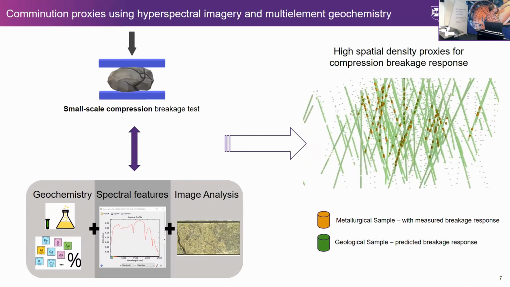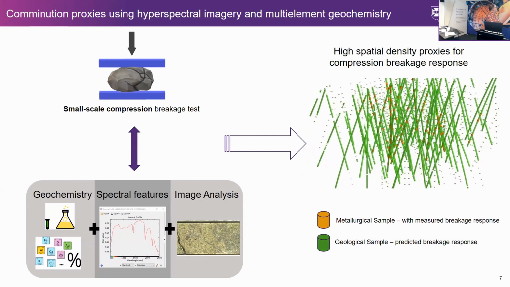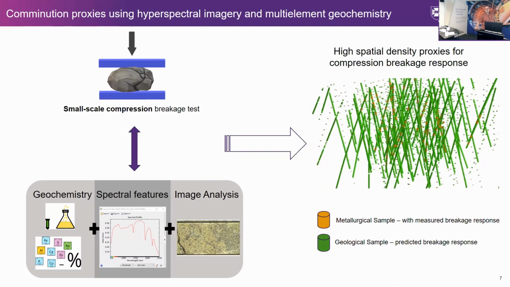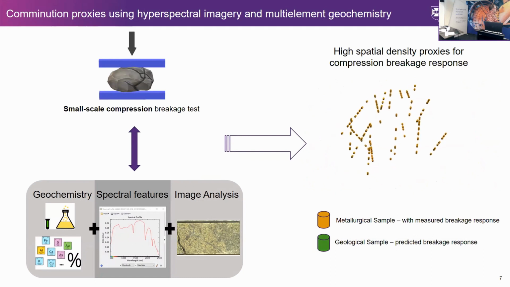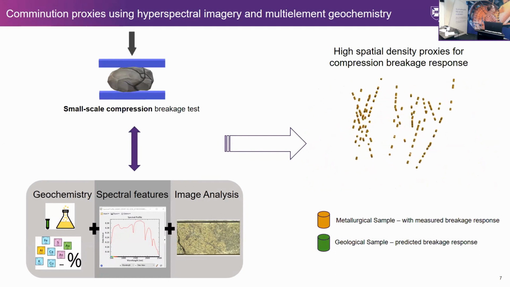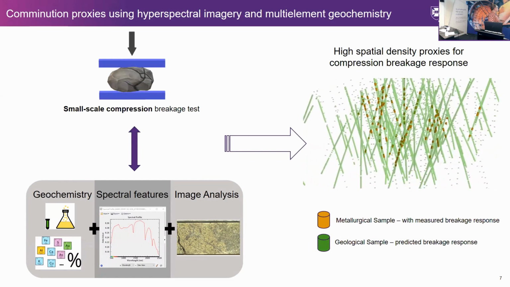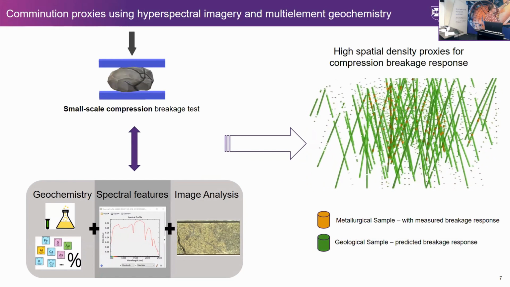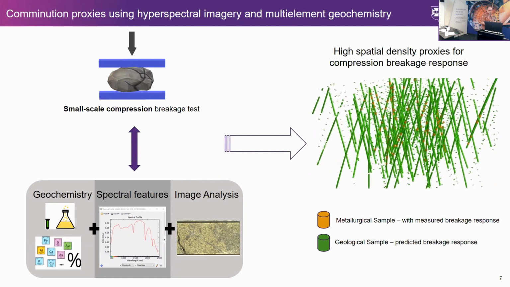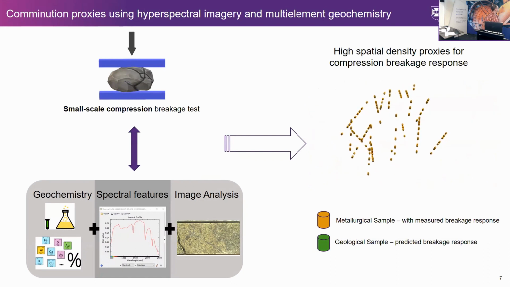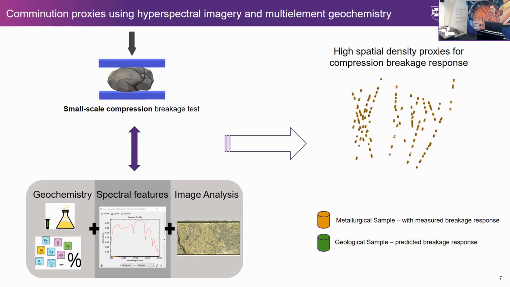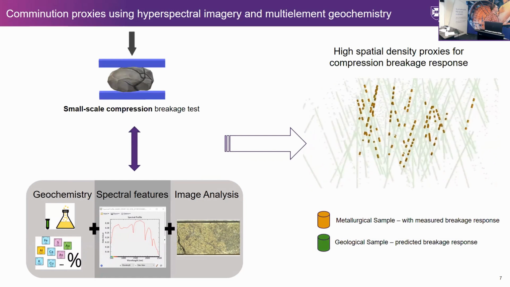The yellow things are metallurgical samples. They're bulked up, they're composited, there's very few of them. And we're trying to infer processing behavior on not enough samples. But if we can actually predict the response in all those geological samples, we're in a better situation. The problem is it's expensive and prediction is not the easiest thing to do.